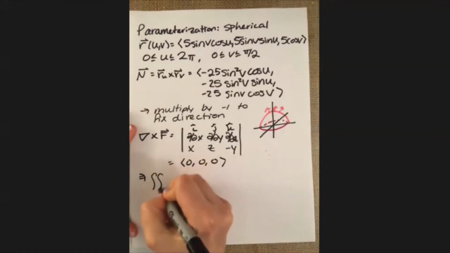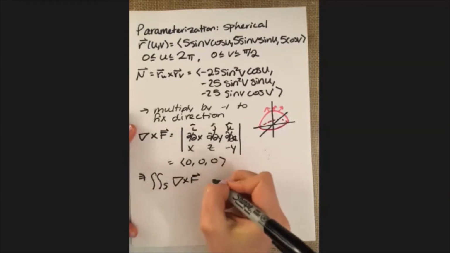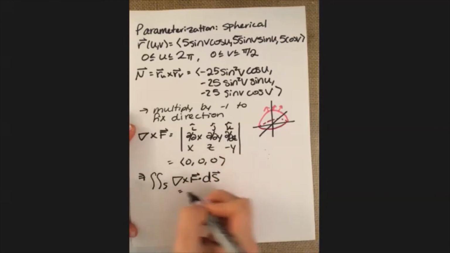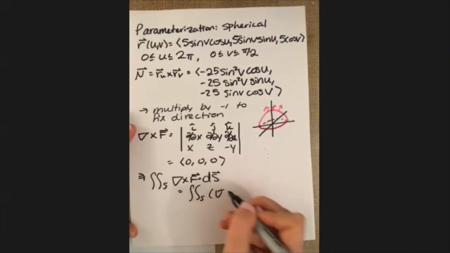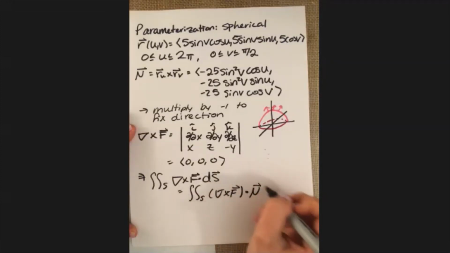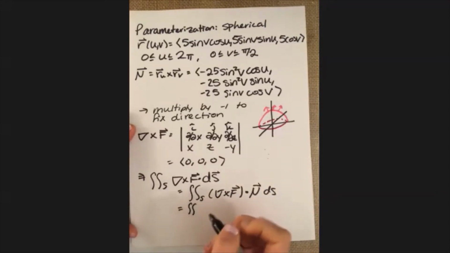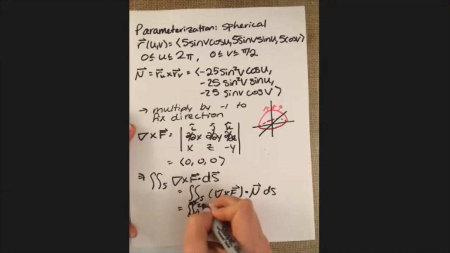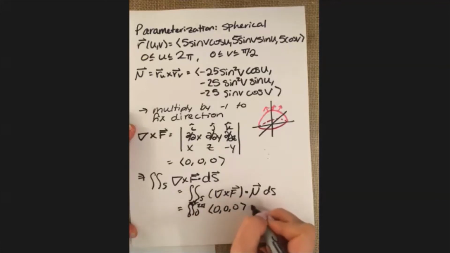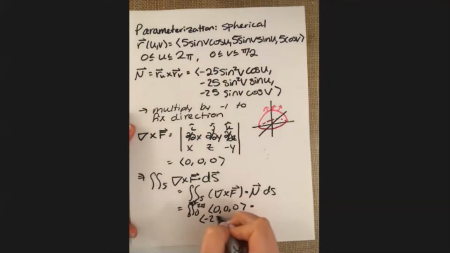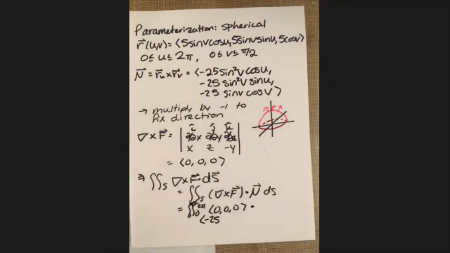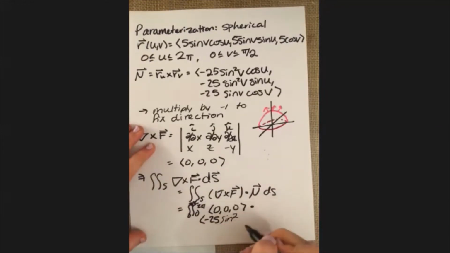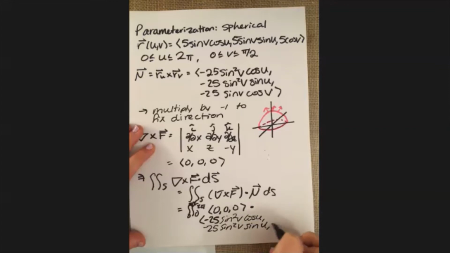So now we have everything that we need to be able to evaluate our integral. So our double integral over S of the curl of f dot n dS is equal to the double integral over 0 to pi over 2, 0 to 2 pi, of 0, 0, 0, dotted with our normal vector, which is this thing up here, the negative 25 sine squared v cosine of u, negative 25 sine squared v sine of u, and then the negative 25 sine of v cosine of u.